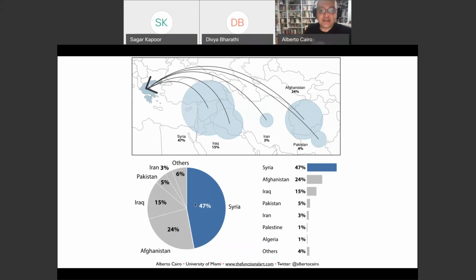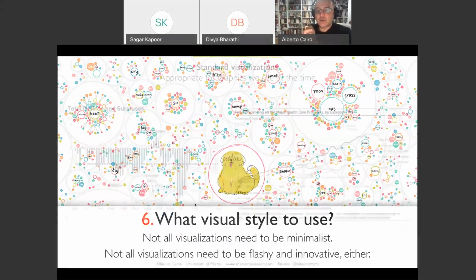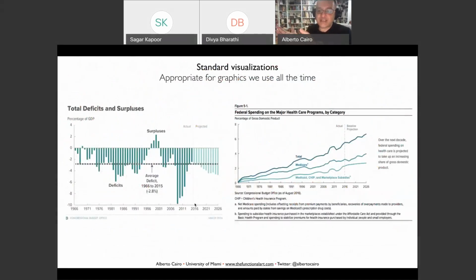And then finally, style. What style to use, right? So most of the time when we design a visualization, we design what I would call meat and potatoes graphics, bread and butter graphics, common graphics, right? Bar charts, line charts, etc. The types of graphics that we see every day, and that we use every day. 99% of the time, we will design a graphic like this.